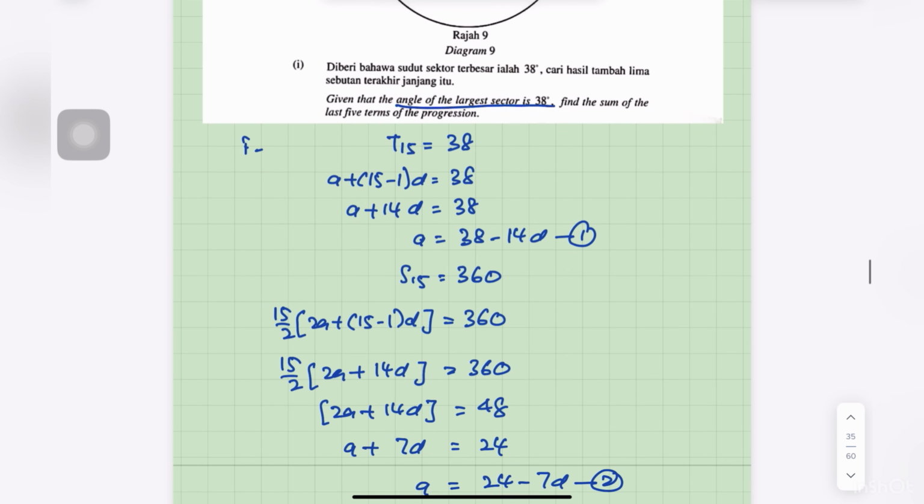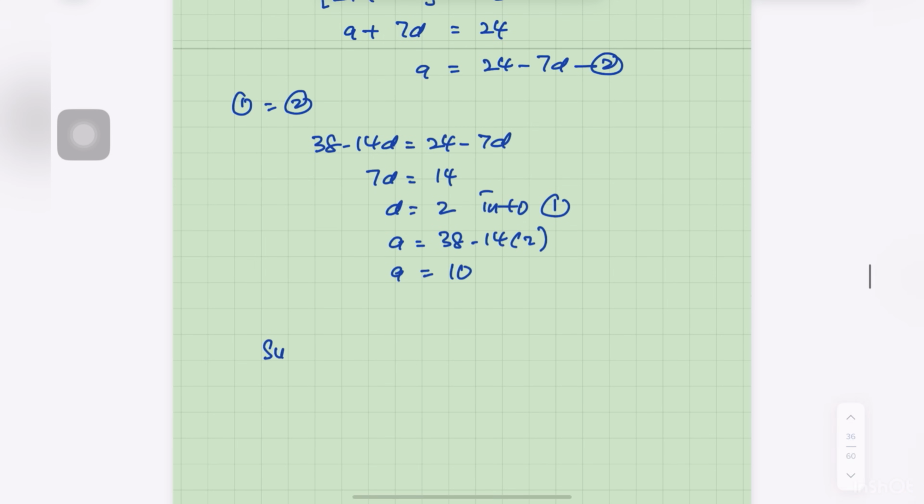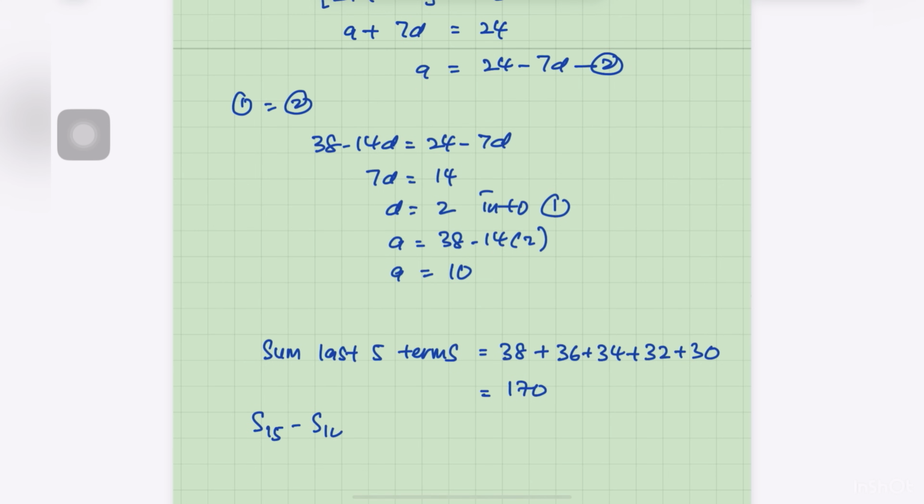Okay, next we have to find the sum of the last 5 terms. We know the largest one is 38. The previous one, we know d is 2, so we subtract 2. So 38 plus 36 plus 34 plus 32 plus 30 equals 170. Actually, we can also use S15 minus S10, but that is rather long. I prefer this method. You can try this method too, and the answer will be the same.